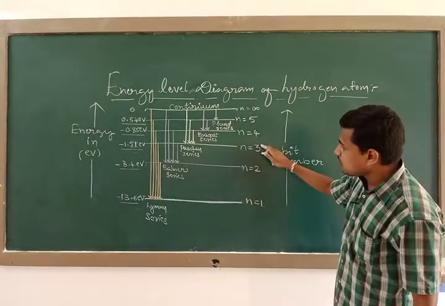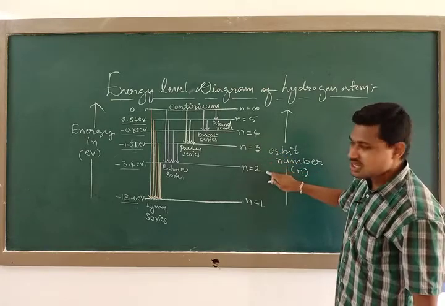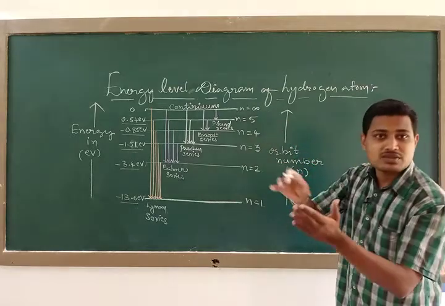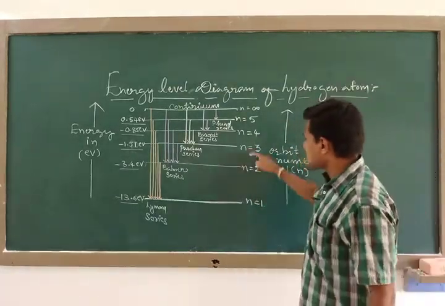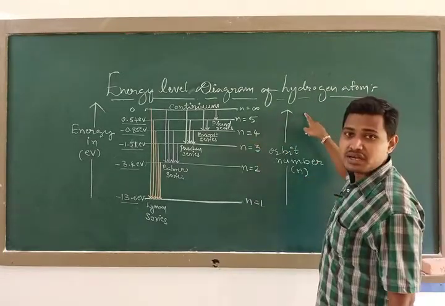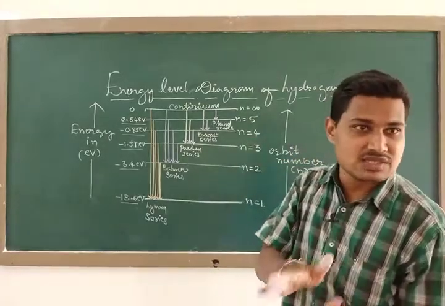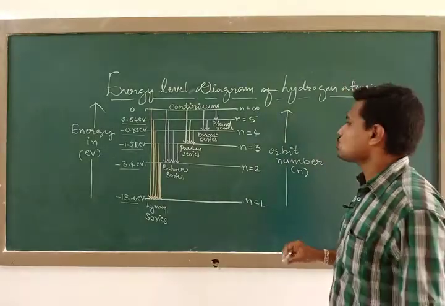If I calculate between minus 1.51 electron volt and minus 3.4 electron volt, it is also less. So it means orbits are becoming closer and closer. As the orbit number increases, the energy difference between the orbits decreases. So this is about the energy level diagram of a hydrogen atom.